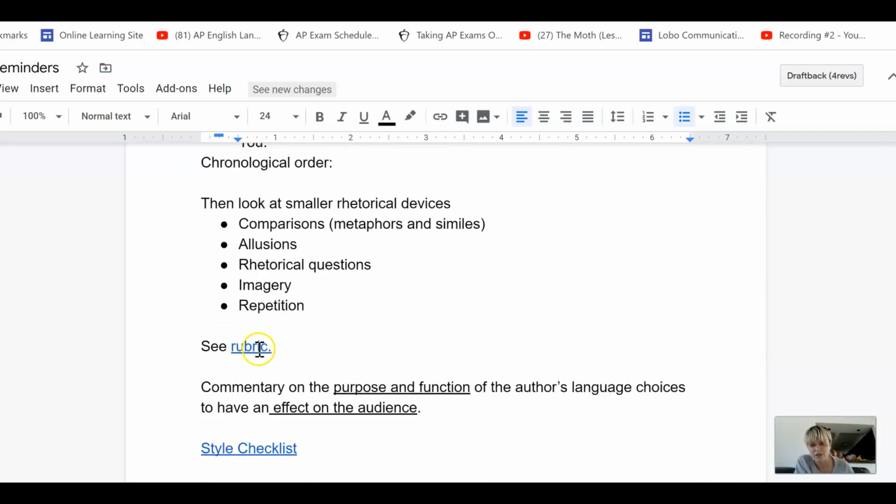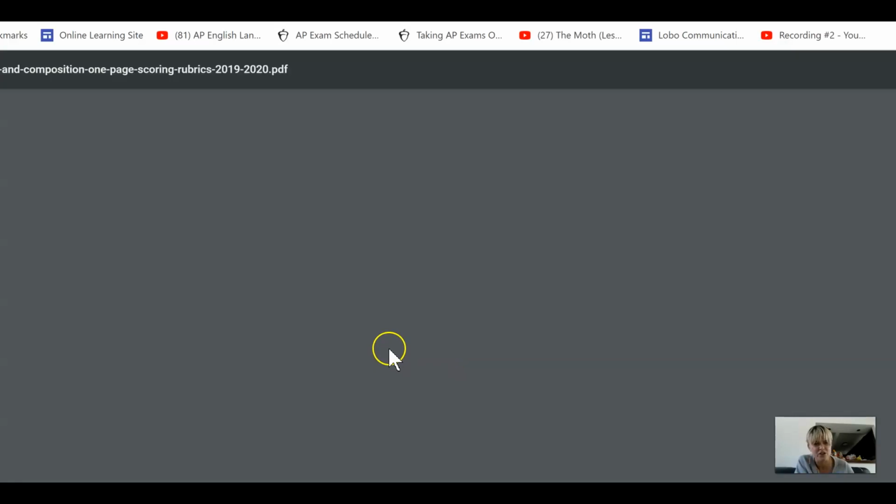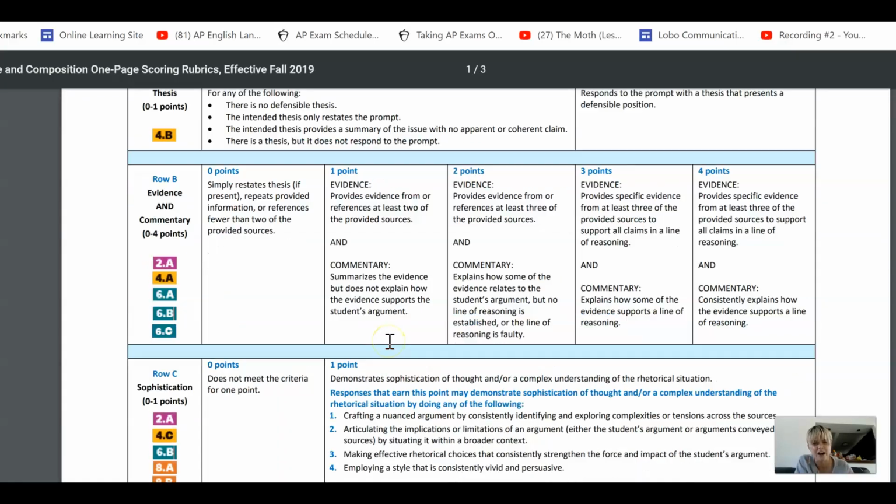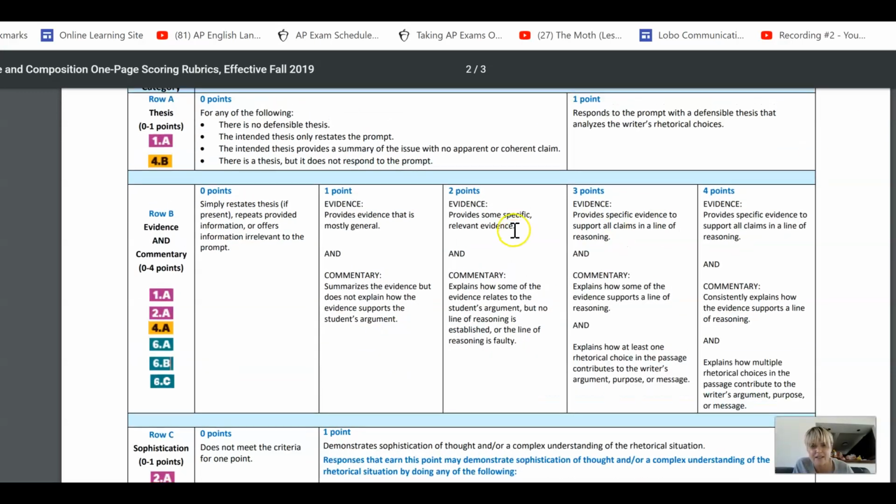Okay, good. Let's check out the rubric. They started using this rubric last year, so if you want to check out any sample essays from last year, you'll see that this rubric is in use for that. Okay, good. So let's look at the rubric.